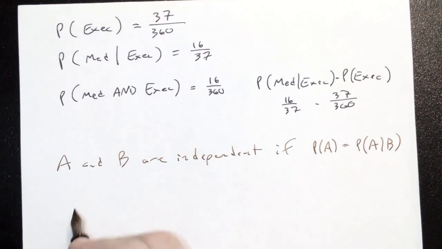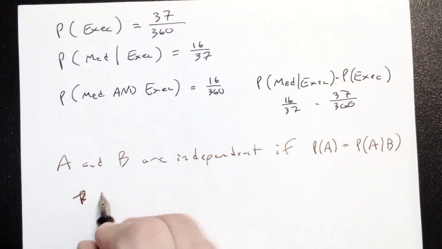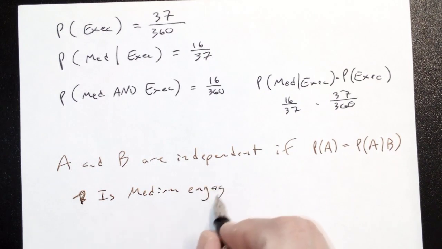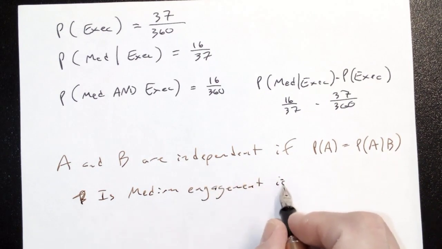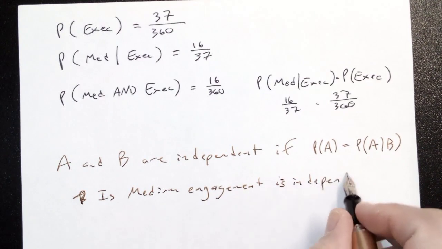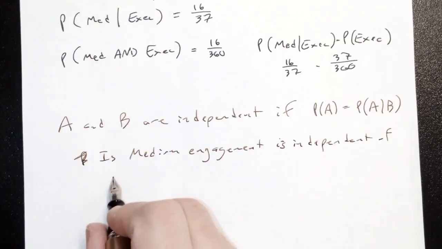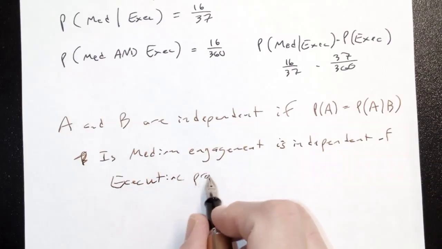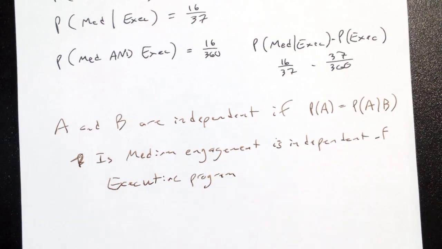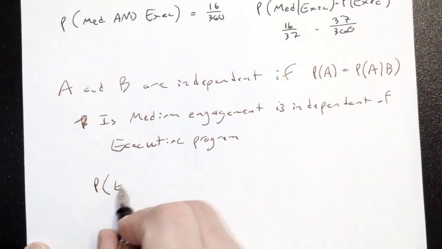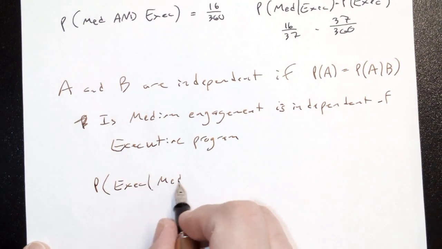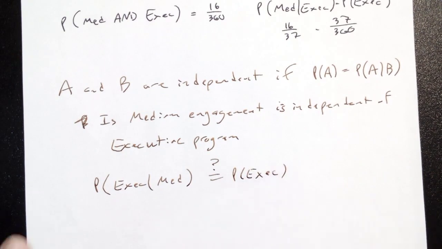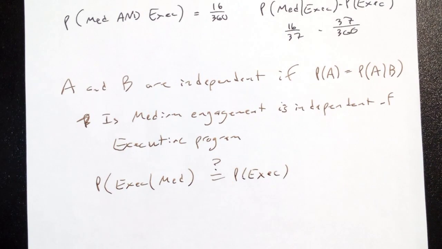I could say, in order to determine if medium engagement is independent of executive program, I could compare these two, right? A given B and A.